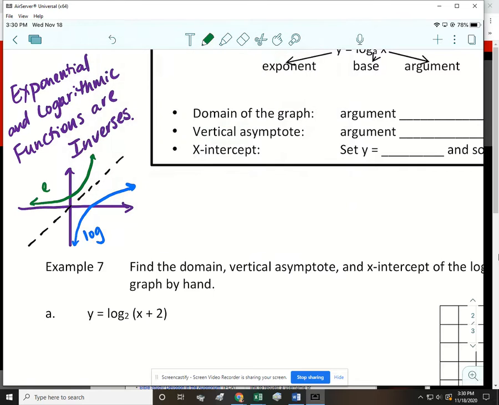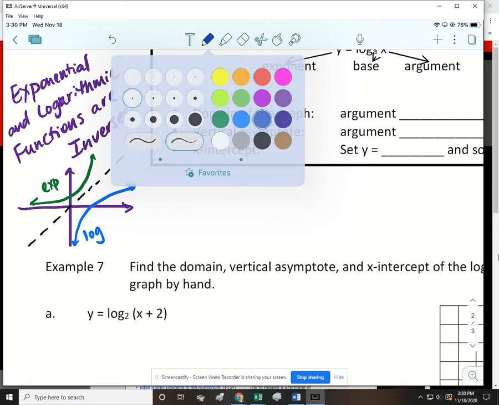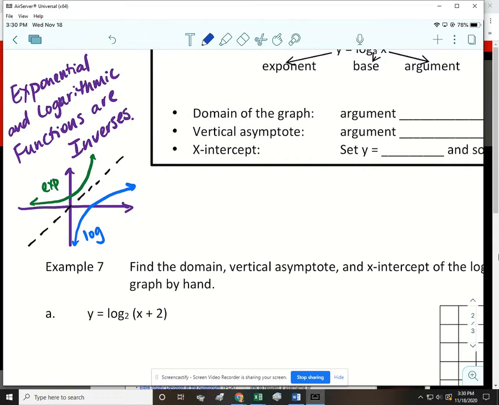This one is exponential. All right. And so logarithmic graphs are going to have vertical asymptotes, and the domain is going to be restricted instead of the range. All right, so let's just talk about some reflections real quick, and then we'll talk about the parts.